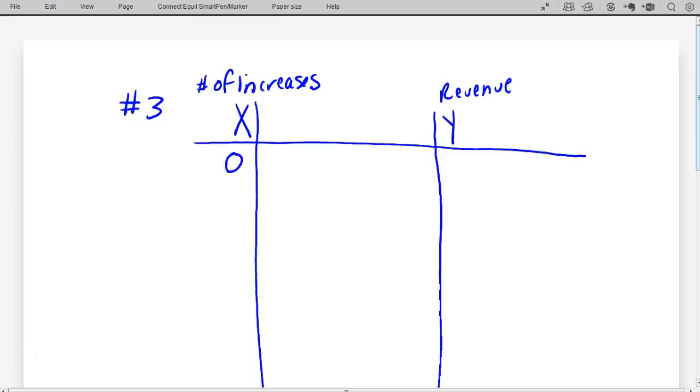If we don't increase at all, what's happening in the problem? It says an average of 90 lunches are sold per week for $6. So 90 times 6. That means our first amount of money that we make is $540.